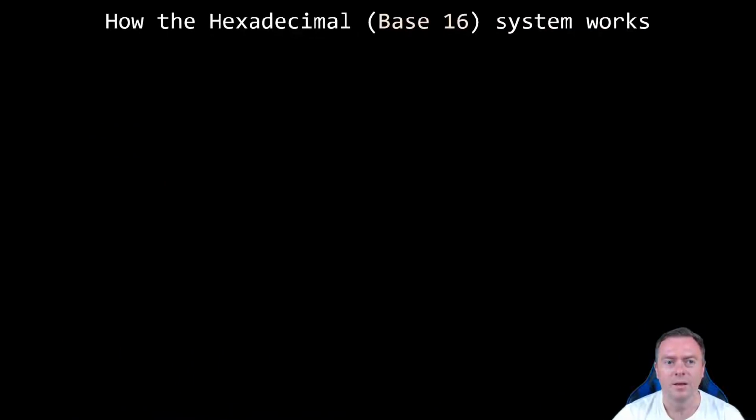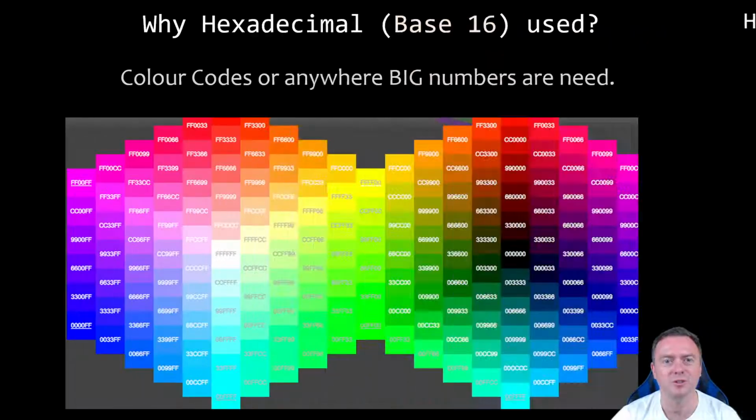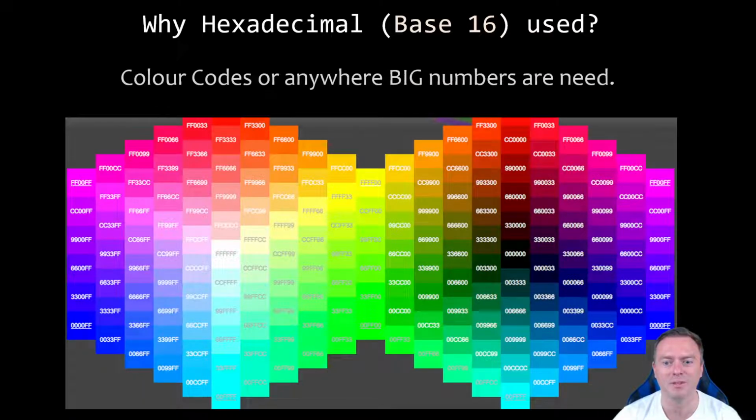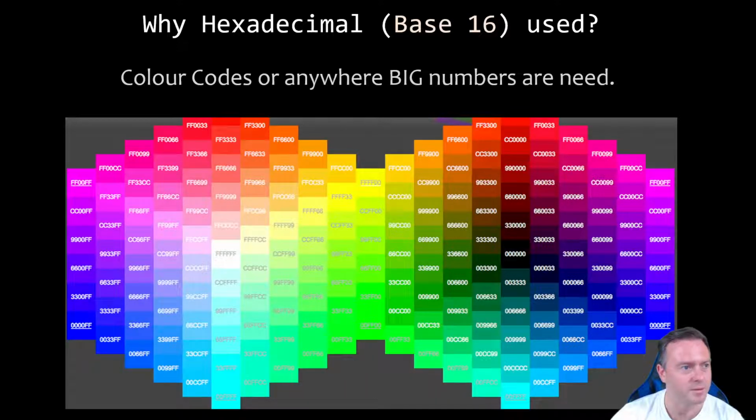Okay, so how the hexadecimal base 16 number system works looks something like this. 9F5AC. Sorry, coming back one step, it's also super useful for memory addresses. You'll see memory addresses because it's in powers of 2. Actually, let's just do that. That would be interesting, so let me bring that up.